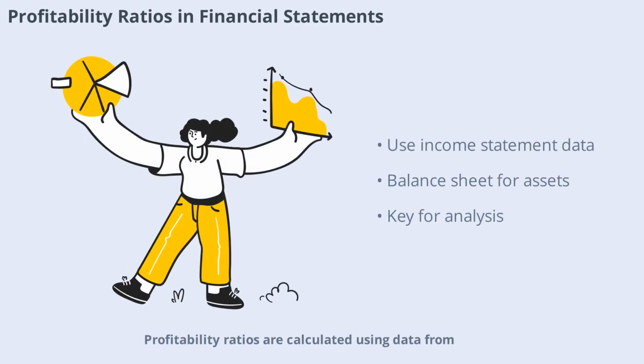Profitability ratios are calculated using data from a company's income statement and balance sheet. The income statement provides information on revenues, expenses, and net income, while the balance sheet shows assets and equity. Understanding how to extract and use this data is essential for accurate ratio analysis. Familiarity with financial statements is a key skill for anyone analyzing profitability.